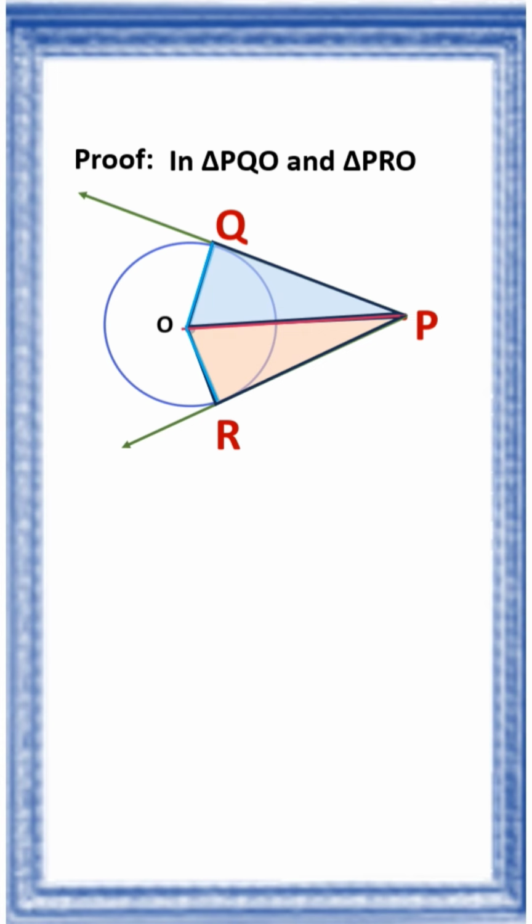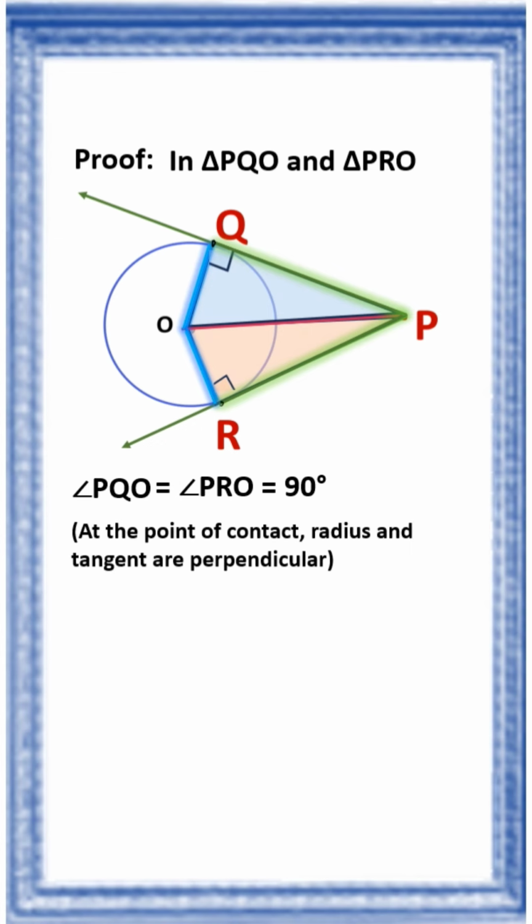angle PQO is equal to angle PRO is equal to 90 degrees. Why are they 90 degrees? In the previous lesson we have learned that at the point of contact, radius and tangent are perpendicular, isn't it? So now we can say that both the triangles are right angle triangles.